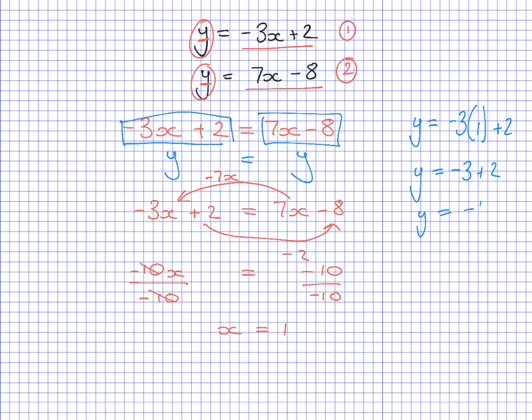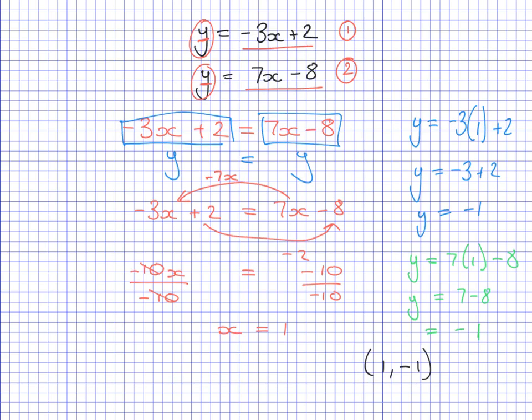Y equals minus 1. Now for those who are wondering what would happen if I substituted it into the other equation, I'll show you. So y equals 7 minus 8. Y equals 7 minus 8, which is equal to minus 1. It didn't make any difference at all. So the final step is to make sure that we write it as a coordinate point, and there we're done.